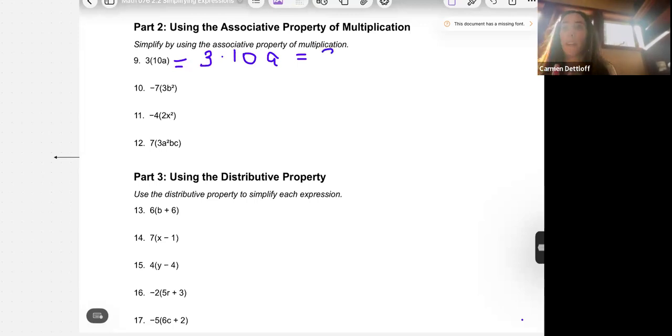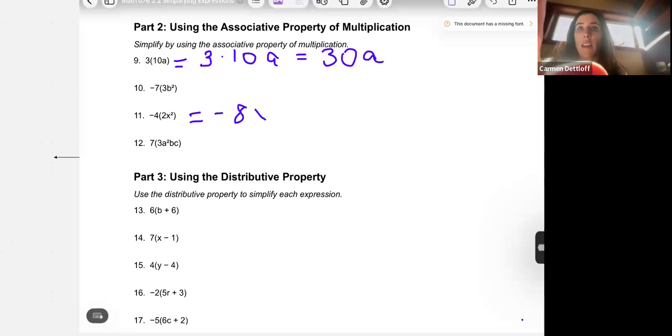So I just multiply my numbers together, just like I normally would, and I'll get a number. So let's do number 11, and I'm going to leave 10 and 12 for you to do on your own. Negative 4 times 2 gives me negative 8, and then my variable comes along for the ride, negative x squared.